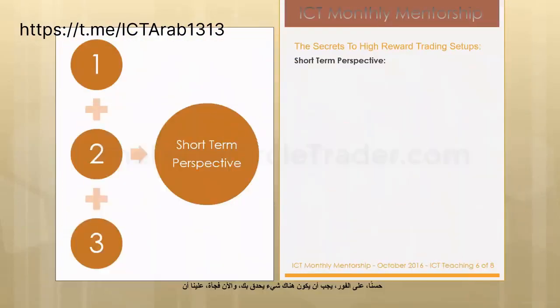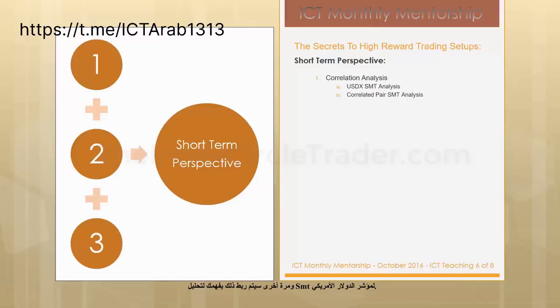Okay, so right away there should be something staring at you, that now all of a sudden we have to look at three things to arrive at our short-term perspective. And the reason why is because most people just look at a 1 minute chart or a 5 minute chart and say, okay, well, this is all I need. And that's what gets them in trouble. Okay, so when we look at short-term perspectives, we're going to be looking at the correlation analysis.